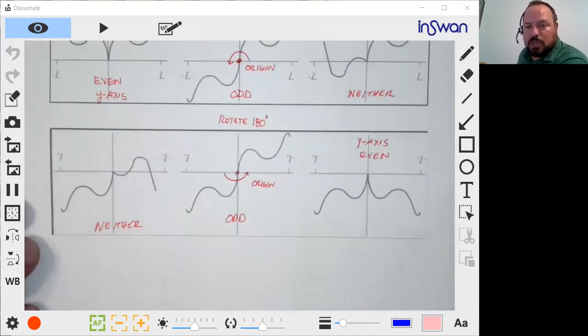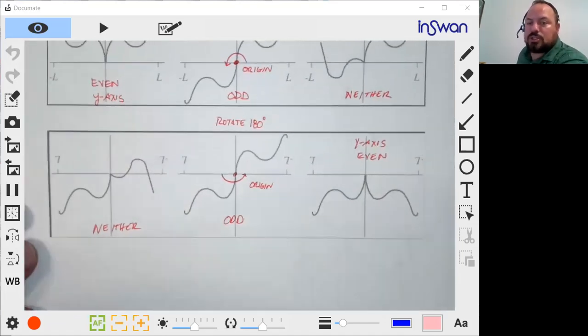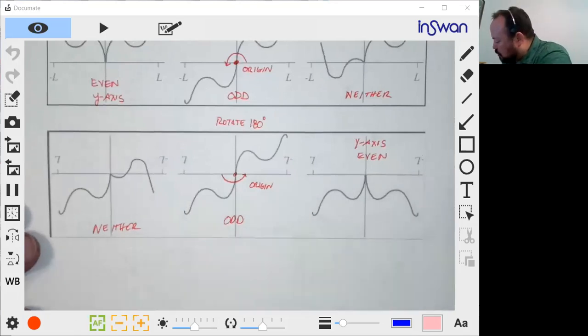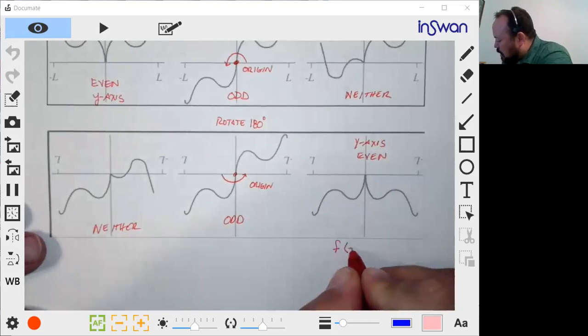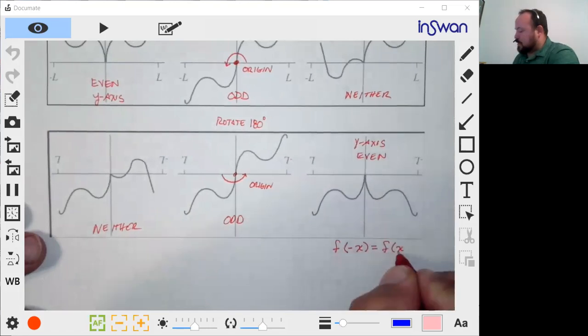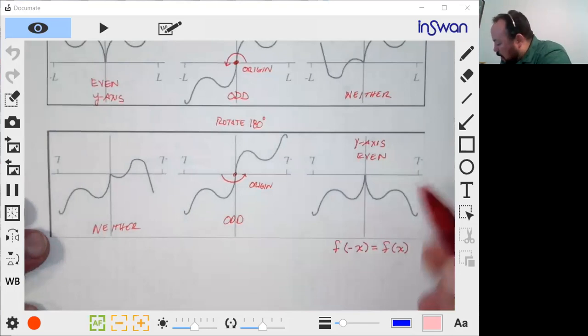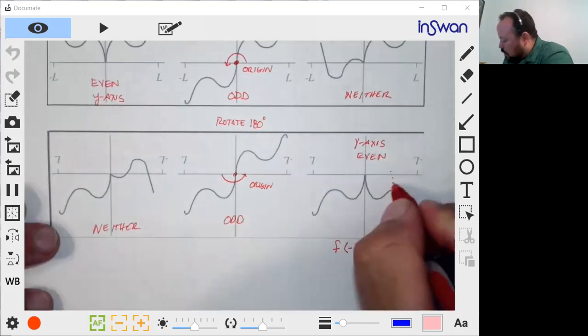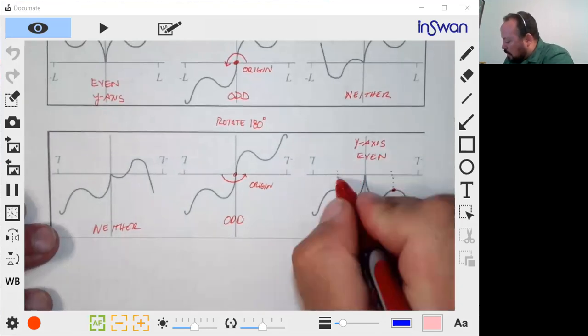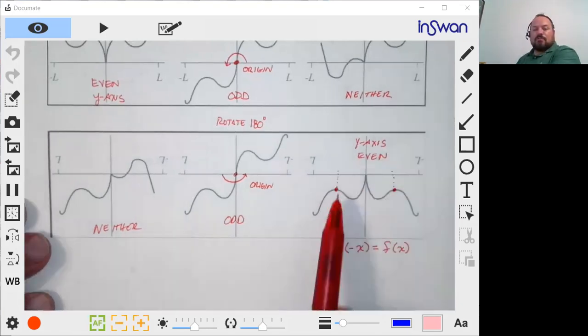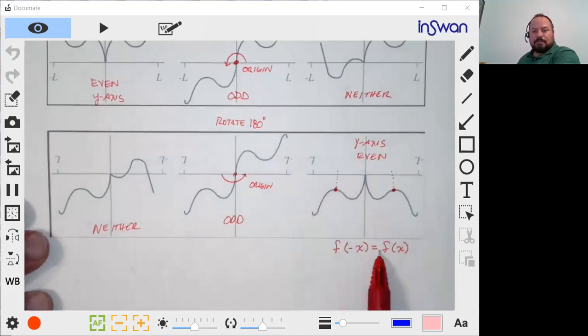Okay, now what's some important notation for this origin symmetry and for this y-axis symmetry? For y-axis symmetry, if I substitute in negative x, the output that I get is the same. So if I have some x value right over here, and I ask what would be the value of my function at negative x, I will find that the value of the function would be the same. So f of negative x is equal to f of x.